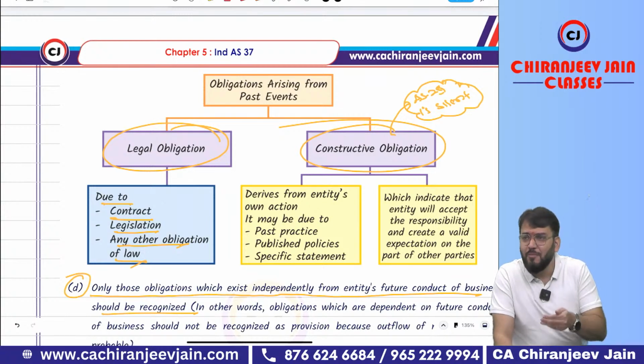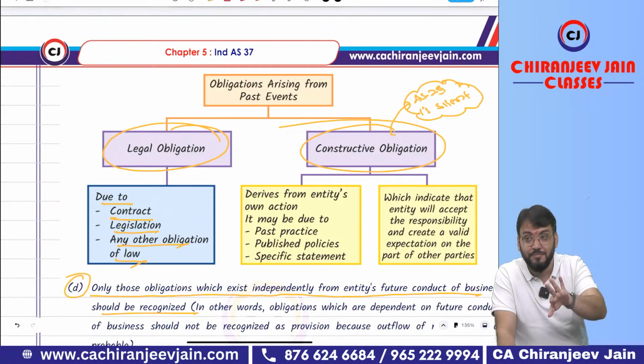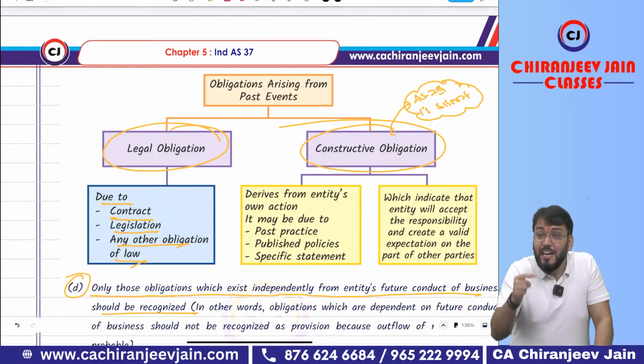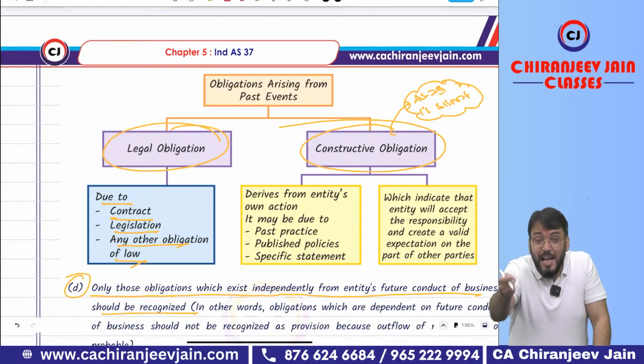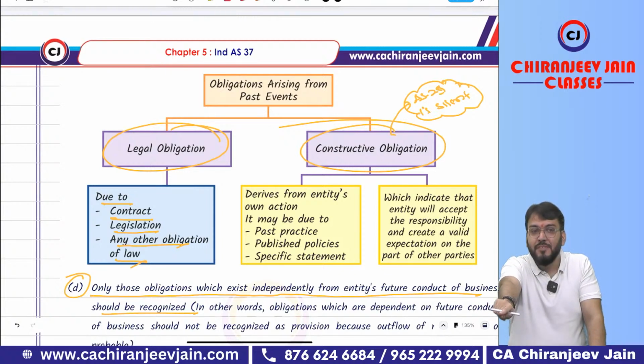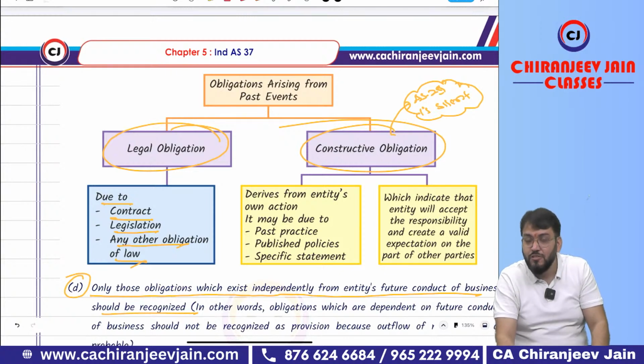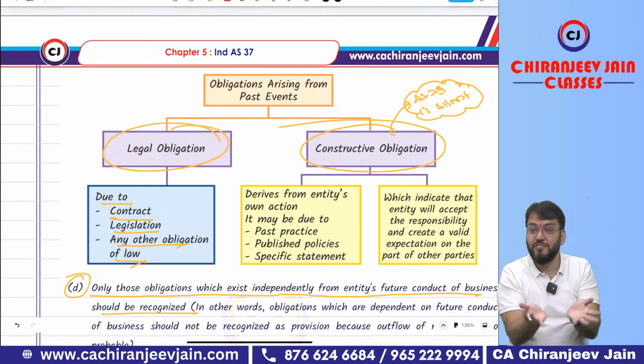So can you say right now I have done my announcement, whether it is a part of a contract? No, because you have not accepted it. Contract means offer and acceptance. But if I have done my announcement, can you say there is a valid expectation in your mind that I will give you an award of 5,000? So this is known as constructive obligation.